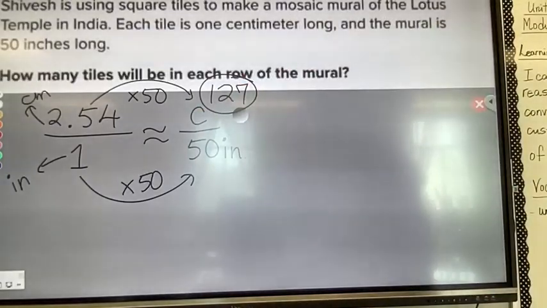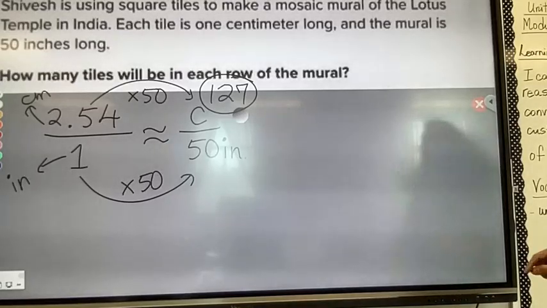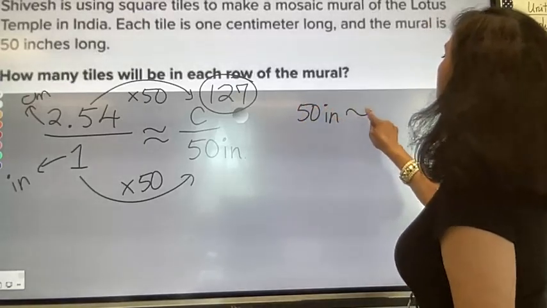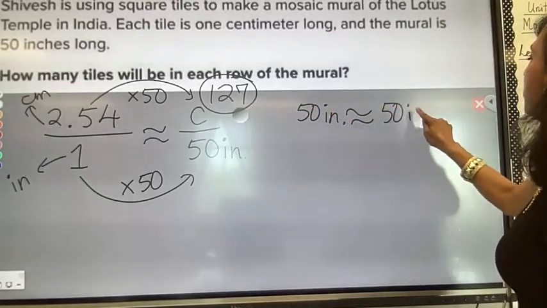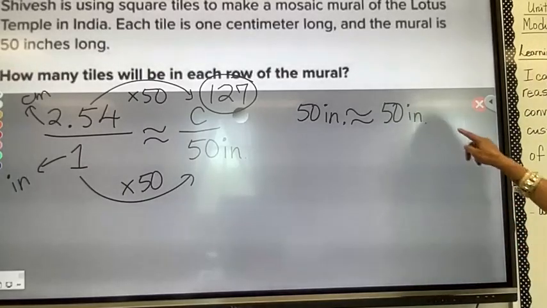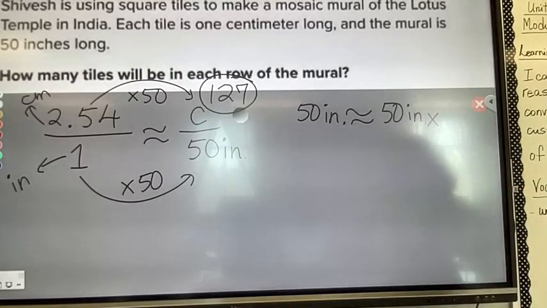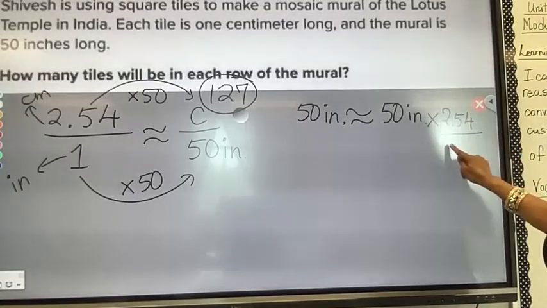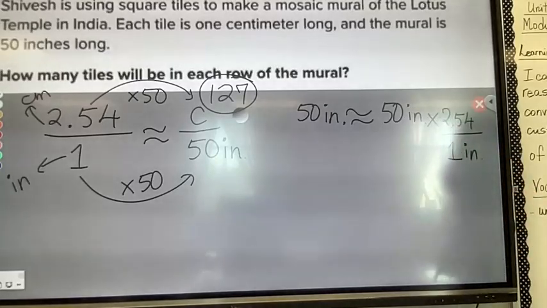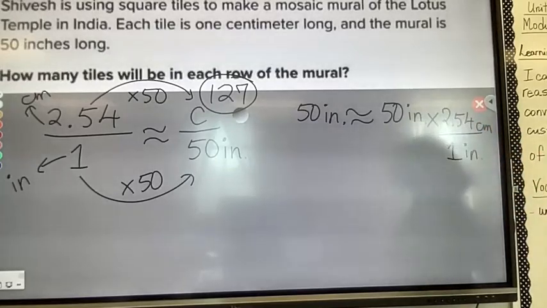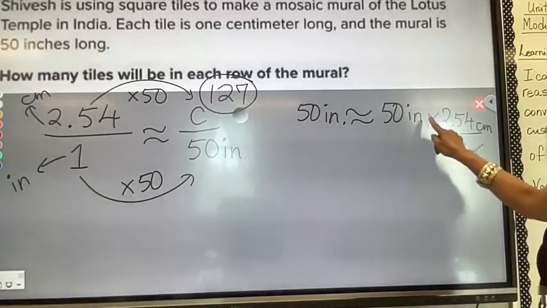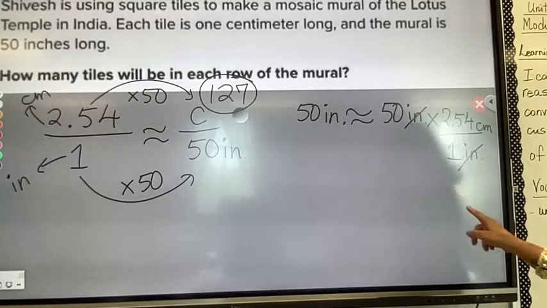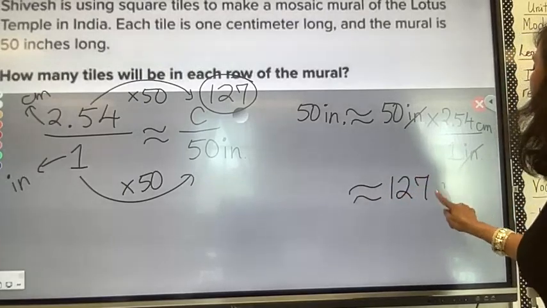Now I can also use dimensional analysis. If I'm using dimensional analysis and I'm trying to find 50 inches, this is approximately equal to 50 inches, and I'm going to multiply that by the conversion to find the centimeters, and I know that I have 2.54 centimeters in 1 inch. Then I can simplify the inches with the inches, and I'm left with 50 times 2.54 centimeters. So my answer is going to be 127 centimeters.